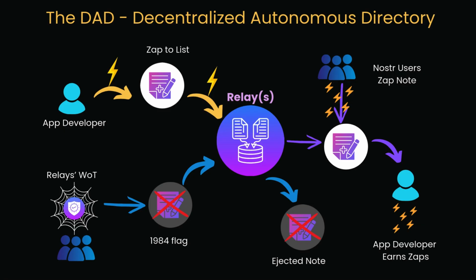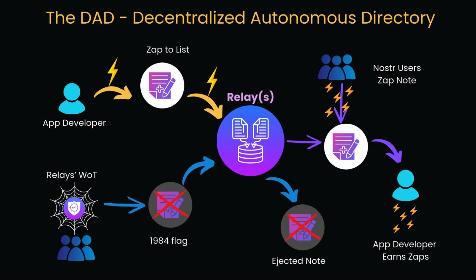All right, let's delve into the concept of Decentralized Autonomous Directory, or the DAD. So how would this work for a nostr app directory? Well, in order to list a new app, the app creator must zap to list. It won't be free. The amount is paid to the relay owner, and this acts as a first level of defense against spam.